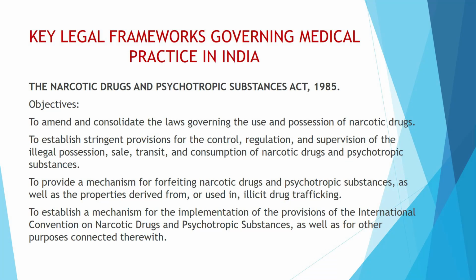The Narcotic Drugs and Psychotropic Substances Act 1985: its objectives are to amend and consolidate the laws governing the use and possession of narcotic drugs, to establish stringent provisions for the control, regulation and supervision of illegal possession, sale, transit and consumption of narcotic drugs and psychotropic substances, to provide a mechanism for forfeiting narcotic drugs, psychotropic substances as well as properties derived from or used in illicit drug trafficking, and to establish a mechanism for the implementation of provisions of the international conventions on narcotic drugs and psychotropic substances as well as for purposes connected therewith.